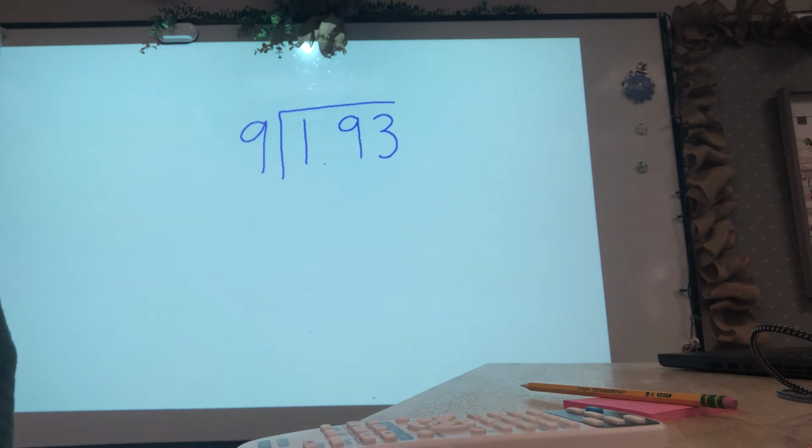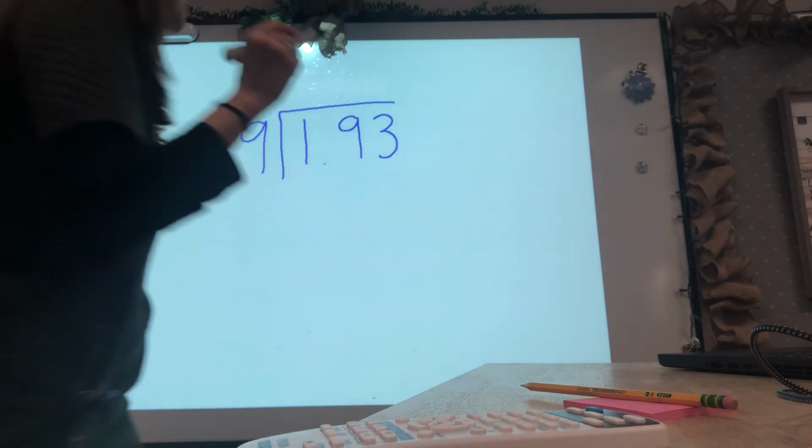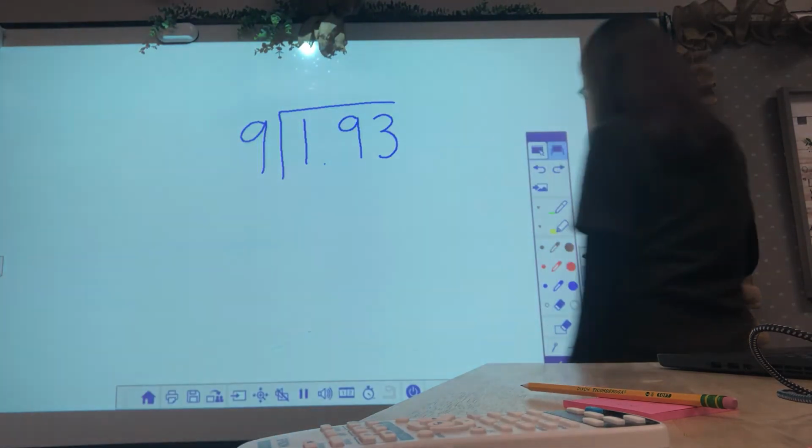9 doesn't go into 1 twice. 9 goes into 1 0 times, but you're kind of getting there. 9 does not go into 19 9 times. 9 times 9 would be 81. 9 goes into 1 0 times. Okay, let me do this one together. This one's for you guys. I found one to stump you.